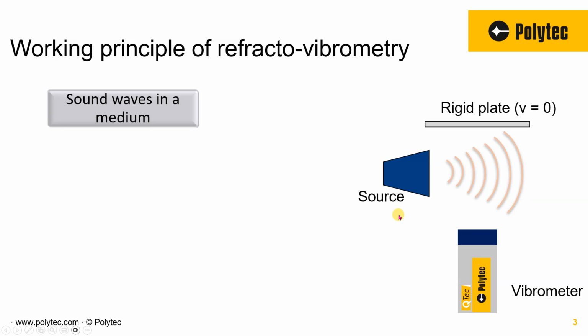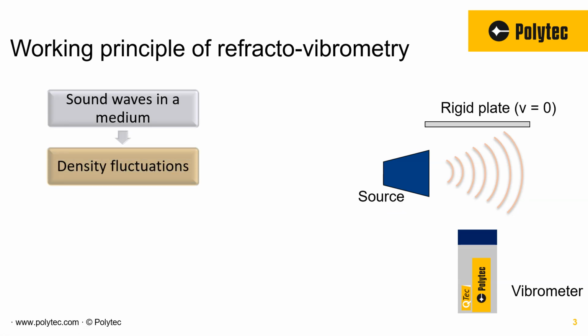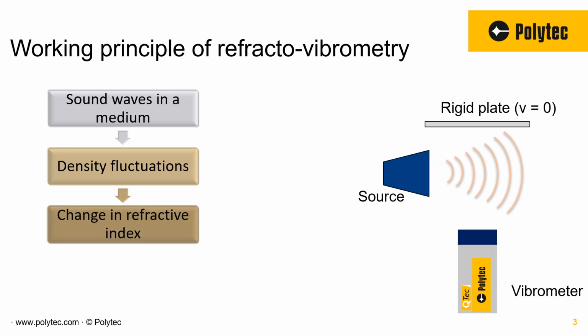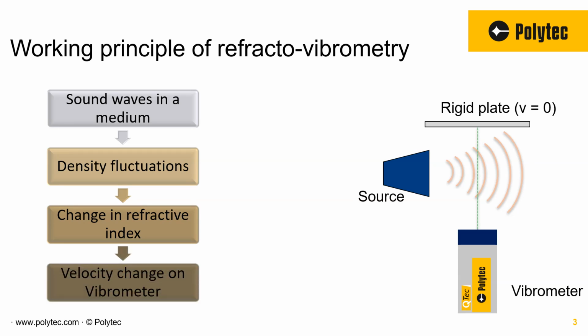The waves in this medium cause very minute density fluctuations. These very minute density fluctuations cause slight changes in refractive index. So now when we measure with the vibrometer on this rigid plate, which we should see zero velocity, no movement at all, you would actually see some motion. And this motion appears because of this change in refractive index. So this would be a time domain measurement. Now this is a 1-point measurement.